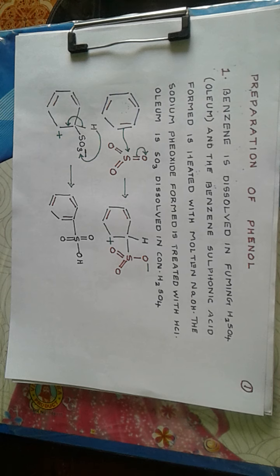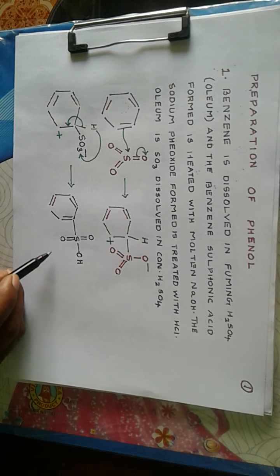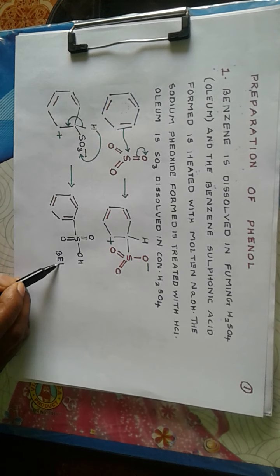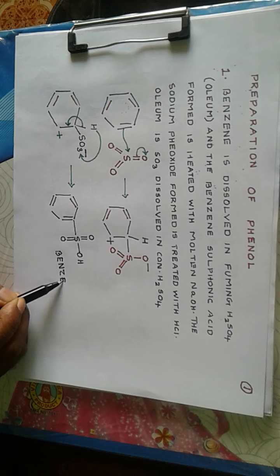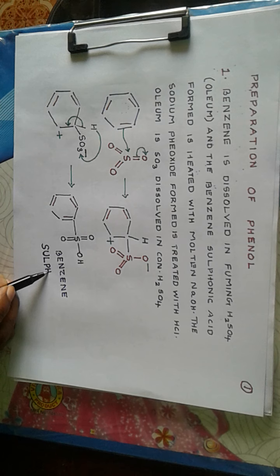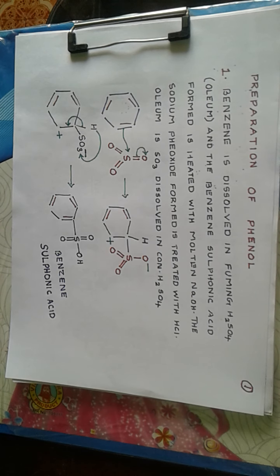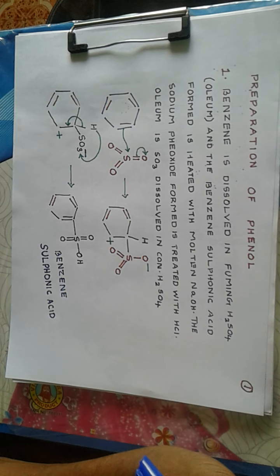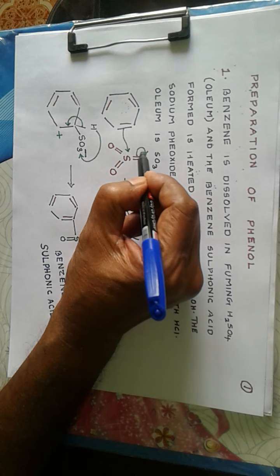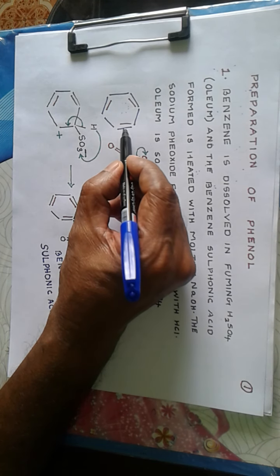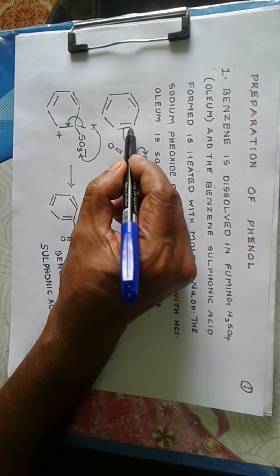And here benzene sulfonic acid is formed. Now the product is this one, benzene sulfonic acid. Now sulfur trioxide is actually the electrophile there. Now the SO bond ionizes as S positive and O negative, and this pi bond connects to the sulfur atom through one of the carbon atoms, maybe through this carbon or through this carbon.